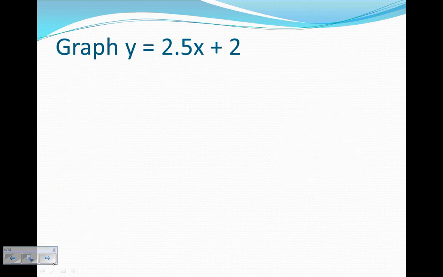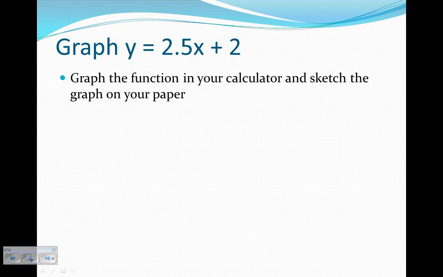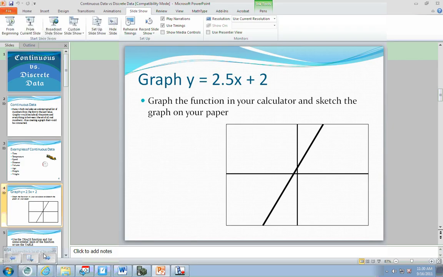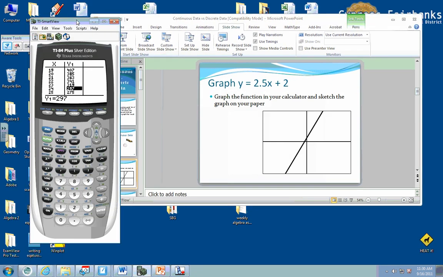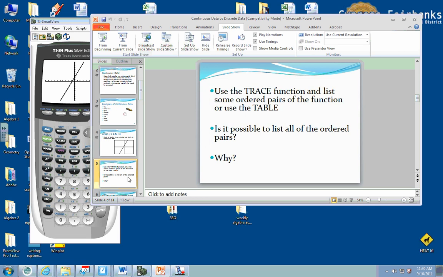Now, I want you to go with your calculator, and I want you to graph 2.5x plus 2. So we're going to go on to our calculator. I'm going to go to y equals 2.5x plus 2. And then press graph. Well, what do you see? You see a line. You see a line with all the points, all the numbers, and it's just a straight line.